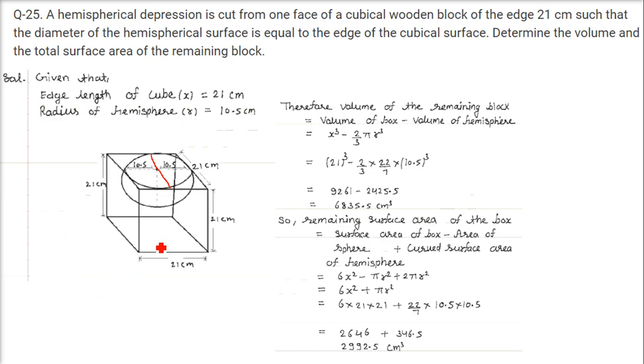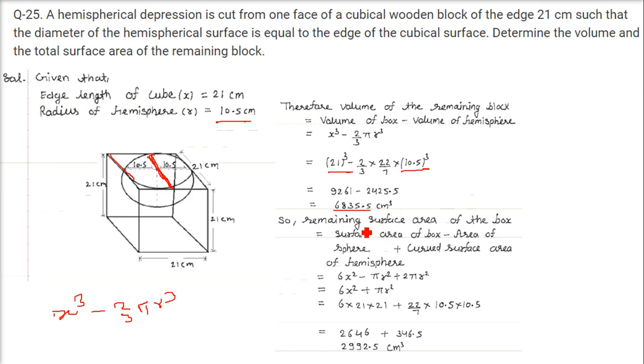So what is the volume? Volume is the total volume of this cube. So the volume of the cube is length into breadth into height, and all these are equal. So x cube. Let us take the side as x, so x cube, and we have to subtract the volume of this one, the volume of the hemisphere, which is nothing but 2 by 3 pi r cube. And as given in the question, the diameter of the hemisphere is equal to the edge. So this is 21. So it will be the diameter, and the radius will be 21 by 2, that is 10.5. So x cube, side is 21 cube, minus 2 by 3 pi r, r is 10.5, whole cube. The result will be 6835.5 centimeter cube.